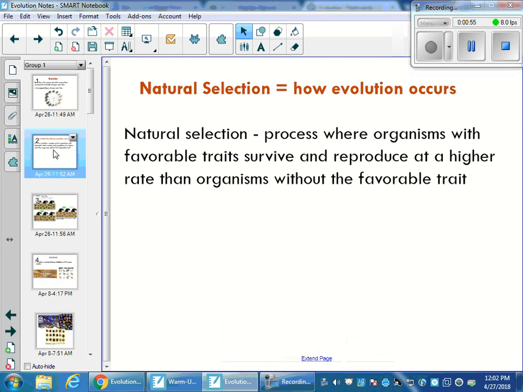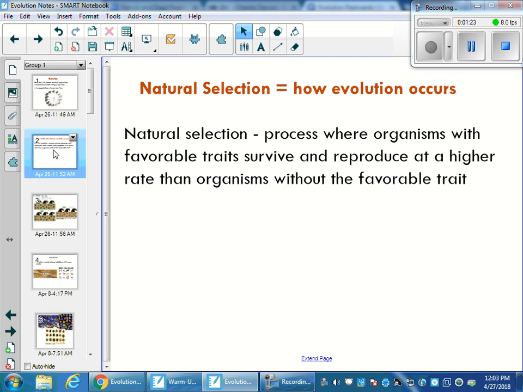A term that you are going to hear frequently is what is called natural selection. Natural selection is how evolution happens. It's the process of evolution. And natural selection is a process where organisms that have favorable traits, things that help them survive and reproduce, are going to do better than things that don't have favorable traits. So over time, we're going to start to see that favorable trait in the population.